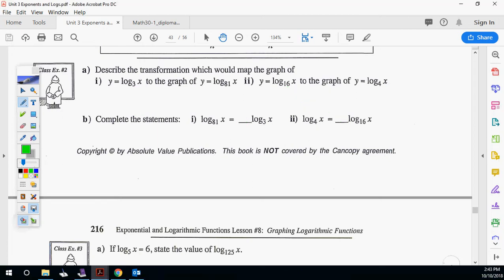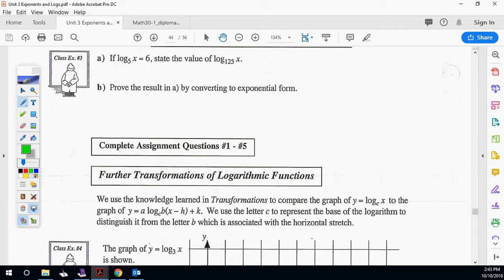All right, let's look at these. Last page. Okay. So if log 5 of x equals 6, take the value of log 125 of x. Okay? So what do we want to do? Well, we want to get log 125 of x. How will we write that?